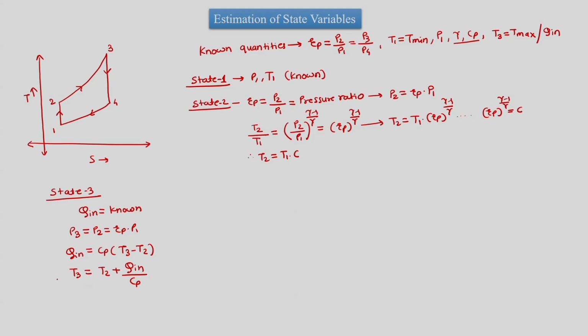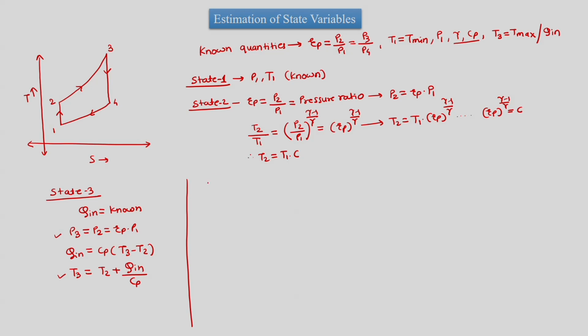So this is how we can find out pressure and temperature at state 3. But if T3 is known to us a priori, then we don't have to evaluate this, since we already know P3 and we can also know T3 from the design constraints. So this is how we can evaluate everything at state 3.